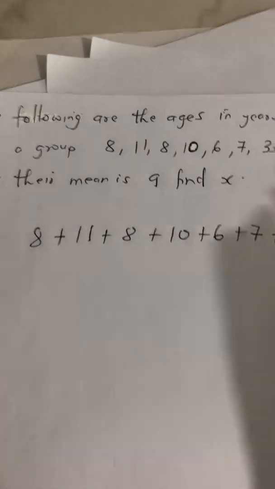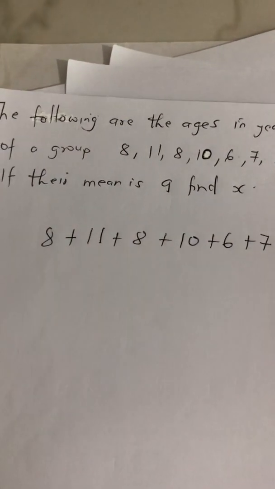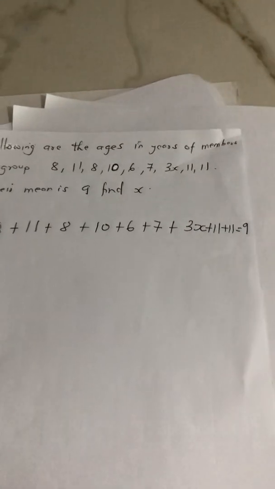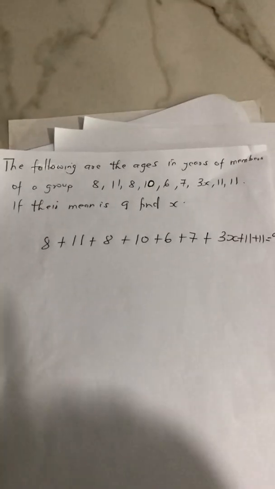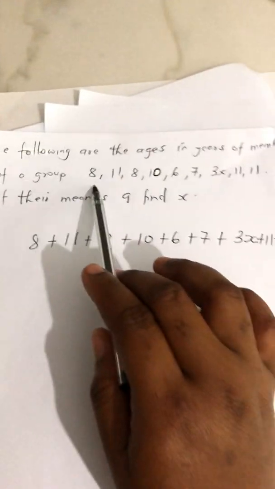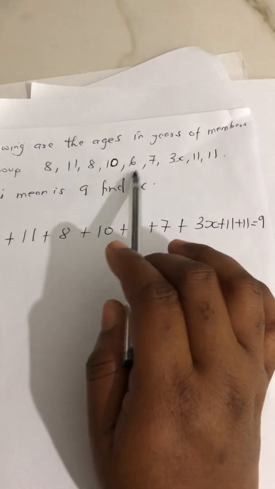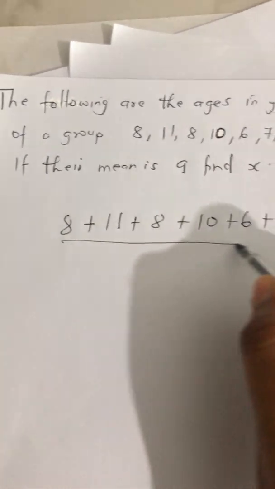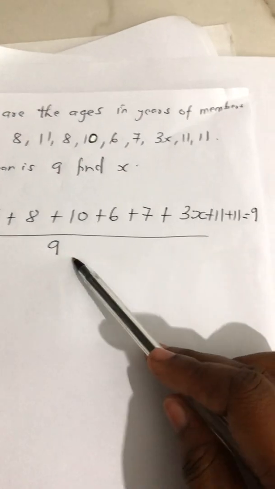It's equal to, they said the mean is what? 9. Okay, the mean is 9. Then now we're going to count the number of members we have. So we have 1, 2, 3, 4, 5, 6, 7, 8, 9. So all will be divided by what? By 9. Now you know that this 9 is here and it's also here.